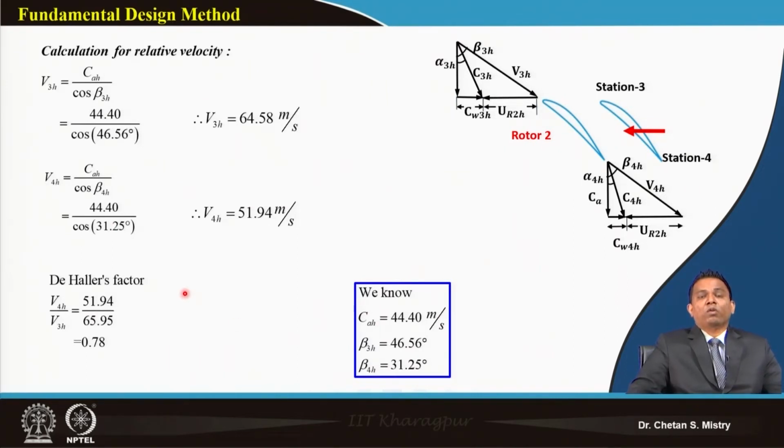Now once we have calculated our flow angles, we can calculate our relative velocity, because we are interested in calculating our de Haller's factor near the hub region. If we calculate that, my V3 at the hub is coming 64.58, and my V4 at the hub is coming 51.94 meter per second. That gives me my de Haller's factor as 0.78. So near the hub, the de Haller's factor is coming 0.78.